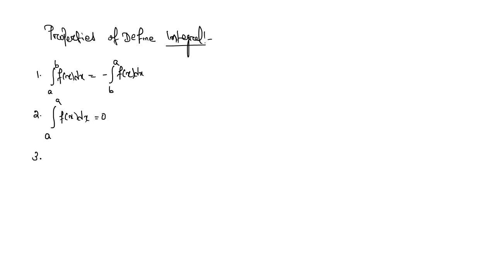Okay, so next, third is, this is a to b integration f of x dx. Let there be an interval a to b, and let C be a point in between A and B. So here we write this as A to C f of x dx plus C to B f of x dx. This is the third property of definite integral.